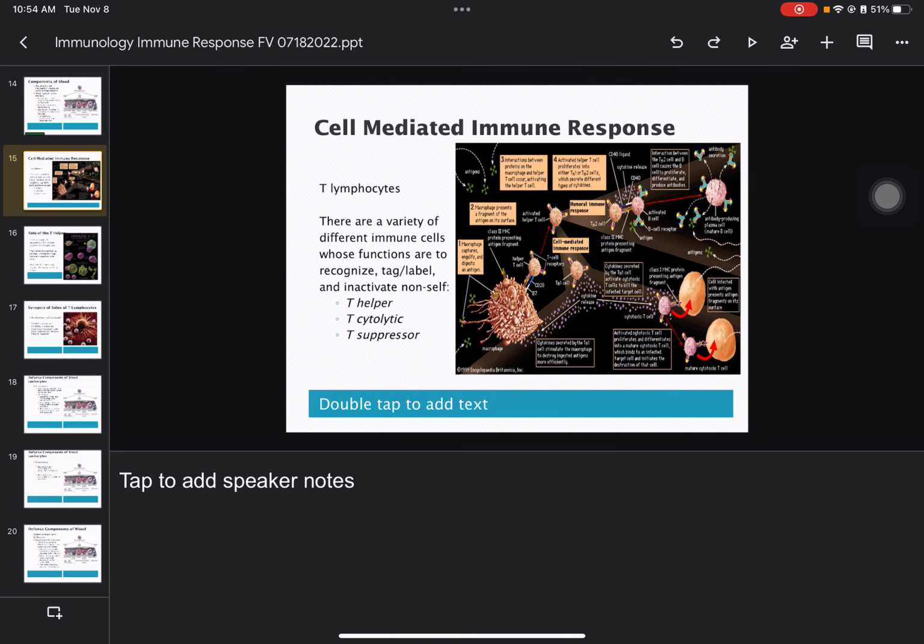So when we talk about cell-mediated, I've broken it down. Now, it's very complex, but I've broken it down into three different things. T helper, TH, TC, cytolytic, and TS, suppressor. Sometimes people call the suppressor the modulator or the regulator, right? They're all the same thing, okay? So how does that work?